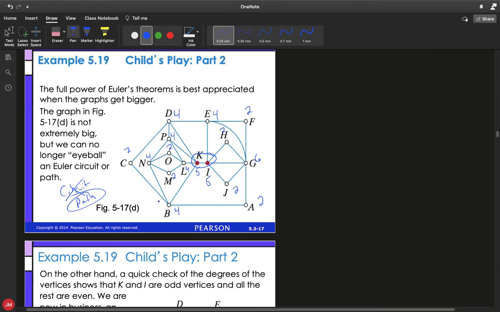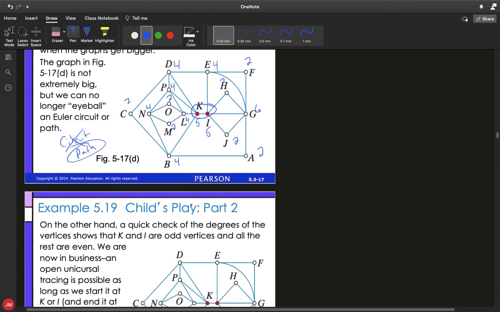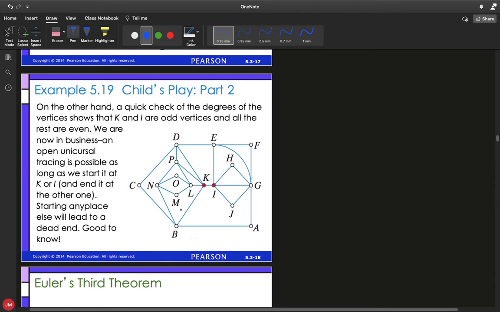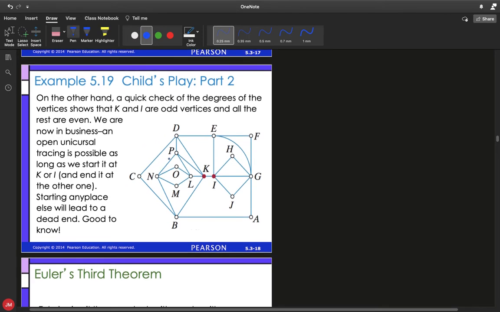Now, unfortunately, while these theorems are nice, you can't just eyeball it. You can't just look at a graph and see if it has an Euler circuit or path. But using our theorems, we're able to tell without too much trouble that there is the possibility of a path. So here's, again, kind of explaining that, where it does tell us that I and K are the places that we need to start. You have to start at one and end at the other, but it is possible to have an Euler path.